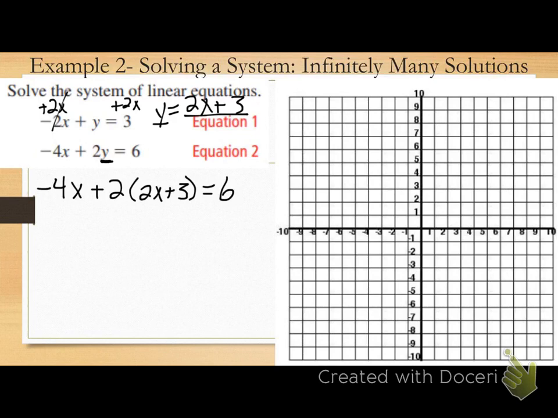Now I can just solve this equation for x. What's my first step here? Distribute the 2 through the set of parentheses. 2 times 2x, 4x. 2 times 3, 6. Everyone good with distributive property? Once again, am I moving too fast for anybody? I feel like I'm picking up the pace here a little bit.